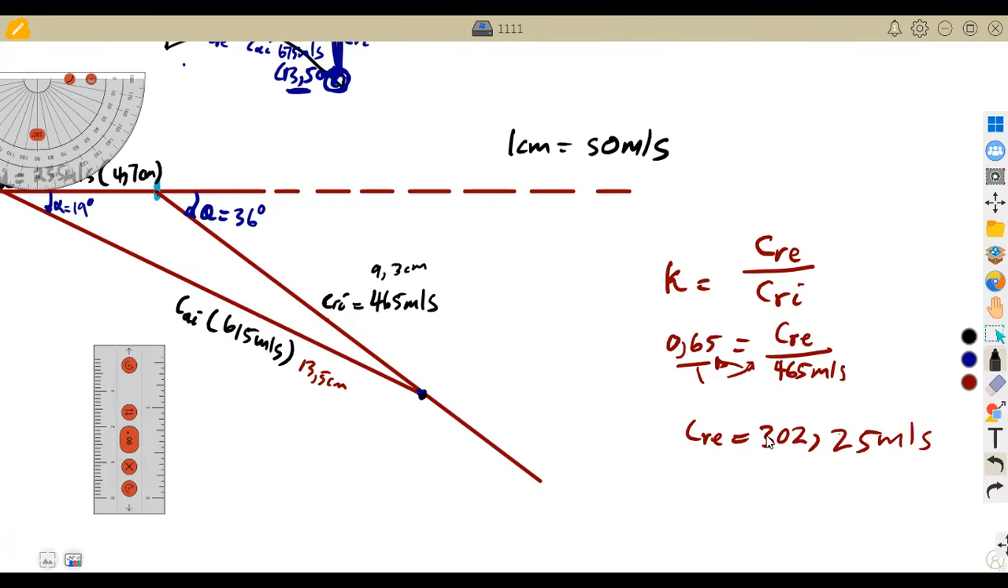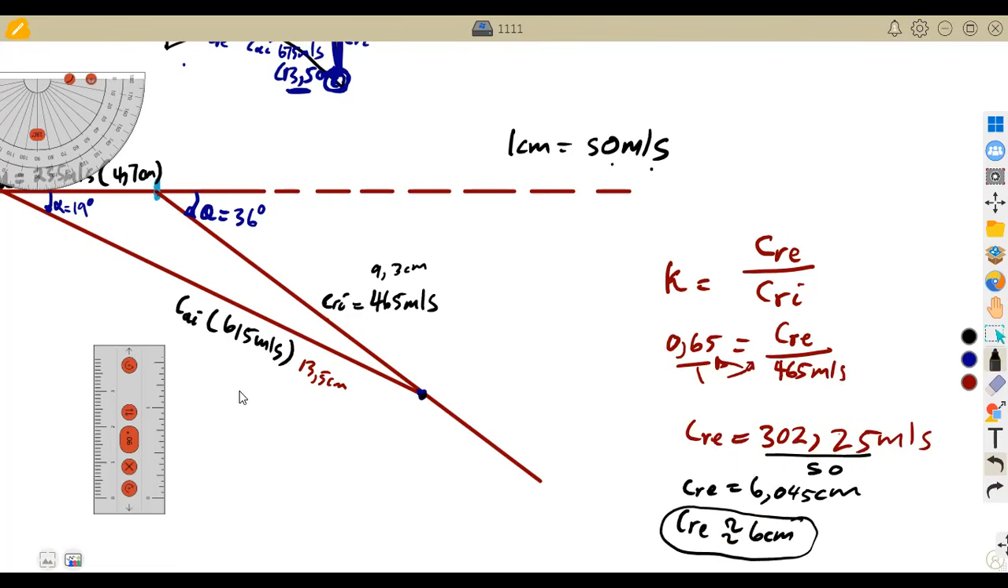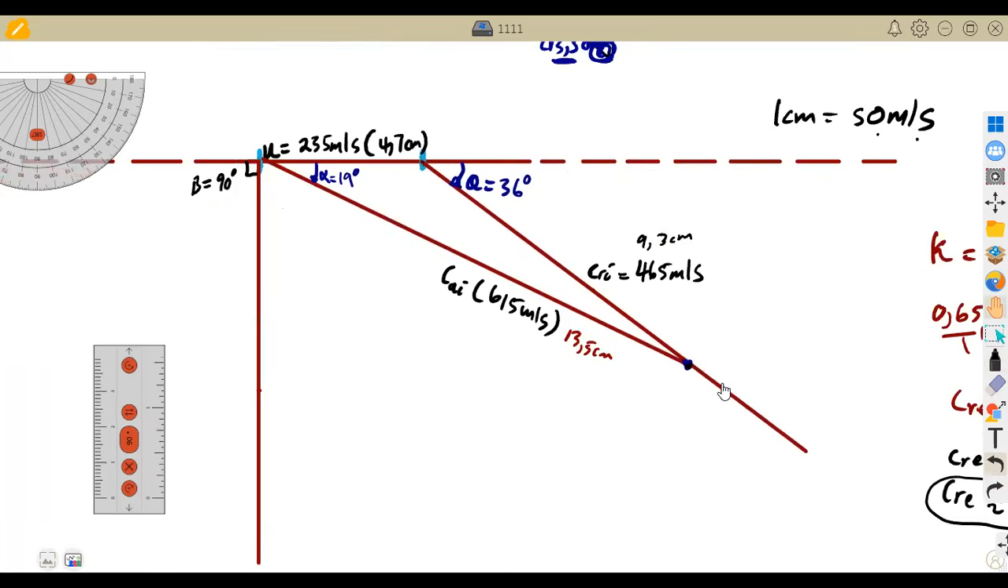Then if we are to make a calculation in terms of centimeters, the exit is going to be: 1 centimeter represents 50 meters per second. So you divide this by 50 meters per second so that we obtain the equivalent in centimeters. That gives us 6.045 centimeters, which is something difficult to work with. So approximately, we are going to work with the whole number on the centimeters part, because we need to construct this. 6 centimeters. We now know the length that we are taking, which is 6 centimeters.